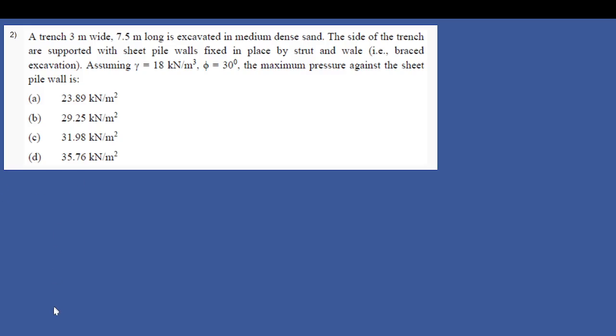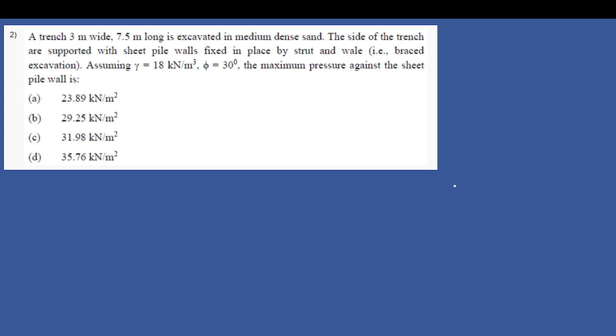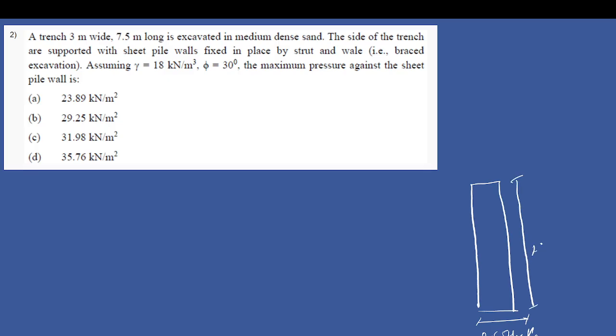So let's check the answer for this. The apparent earth pressure is given like this. You have a wall and the pressure is something like this. The maximum pressure is given by 0.65 H gamma Ka, where H is the height of the wall. Ka is none other than (1 minus sin phi) upon (1 plus sin phi). So this is based on the apparent pressure diagram.